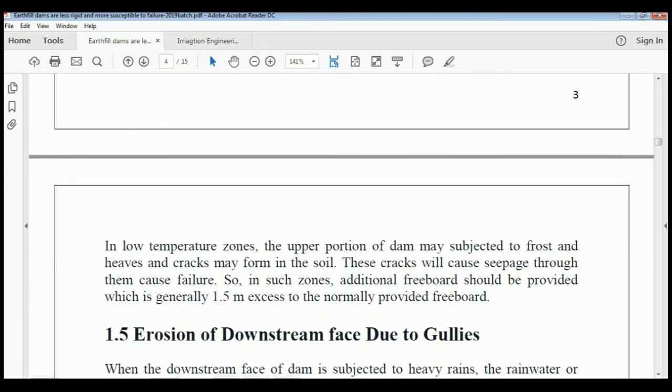Due to frost action, in low temperature zones, the upper portion of the dam may be subjected to frost and haze, and cracks may form in the soil. These cracks will cause seepage through them, and through that cause failure. So in such zones, additional freeboard should be provided, which is generally 1.5 meters in excess of the normally provided freeboard.